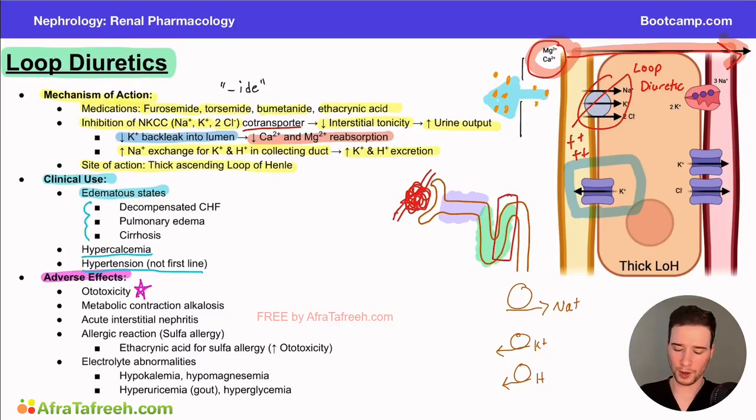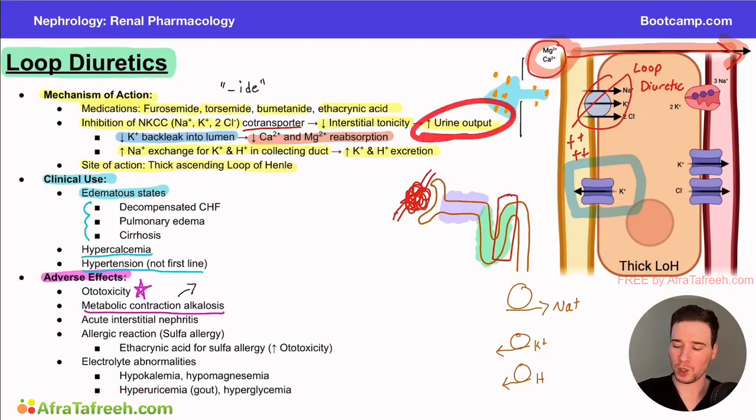Now, this can also cause some other things, including metabolic contraction alkalosis. So a couple key things I want to discuss here. One is that we're getting a contraction. So this is just saying essentially that our volume status is contracting. And this should make sense. Why? Because a loop diuretic is going to increase a patient's urine output. So overall, their volume status is going to decrease. It's going to contract is how I want you to think about it.